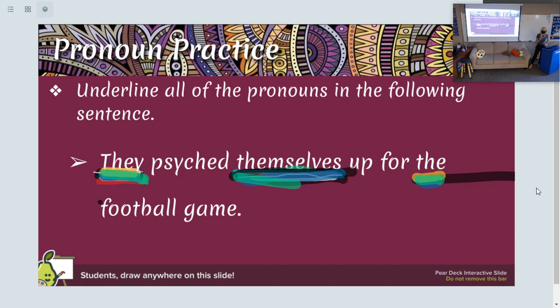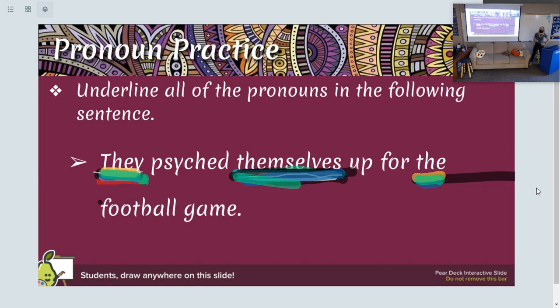Okay, so which one underlined up here is not a pronoun? Auburn? An article. It's an article, and articles are what part of speech? Adjectives. Okay, so the is actually an adjective. It's an article, which is an adjective. So they and themselves are the 2 pronouns in this sentence.